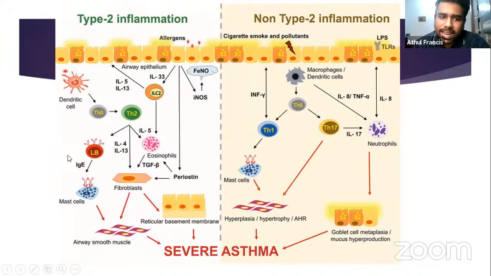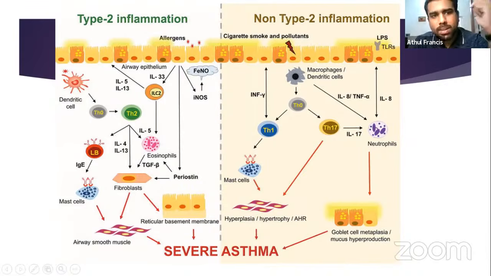There you have the serum IgE, which is released as a part of interleukin 4 and interleukin 13. And here you have eosinophils from interleukin 5. But here, because the Th1 cells and Th17 cells are activated, the neutrophil is released. And here there is more goblet cell metaplasia and mucus hypersecretion. And this in turn will result in severe asthma.